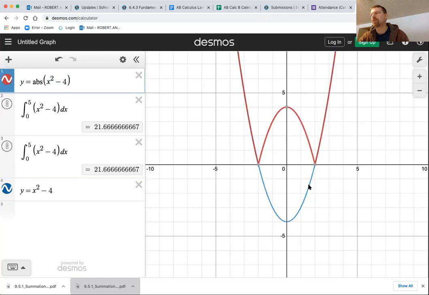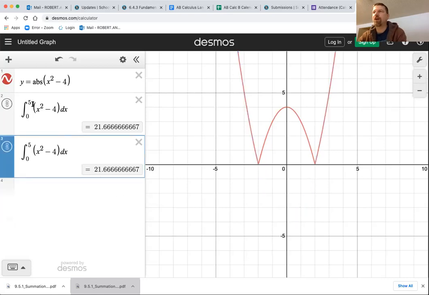All right? So if I found the integral from 0 to 5 of the absolute value of x squared minus 4, take a look at that. 32.333, because when I change it to an absolute value, it takes this area, which used to be down here, and flips it above the x-axis. So it counts that area as positive, and my total area is 32.33.